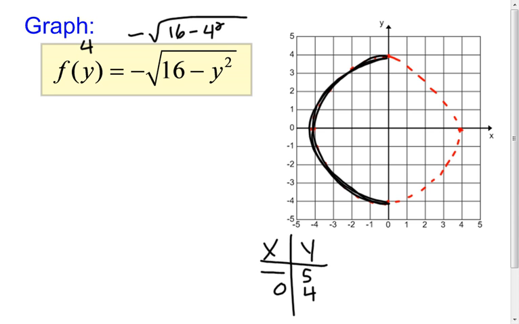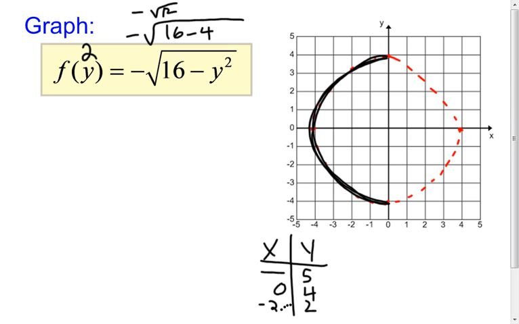If I put in 2 for y, let's say, then I would have negative the square root of 16 minus 2 squared, which is 4. Of course, that would give me negative square root of 12. And you can get a decimal for that. It's 2 point something, so it would be negative 2 point something. So when I put in 2 for y, my x value comes out to be negative 2 point something. You can figure out what the square root of 12 is. Same thing is going to happen when I put in negative 2 for y. I will get the same answer.